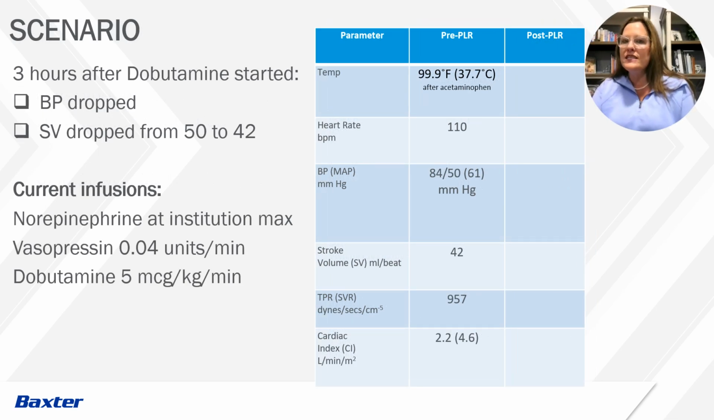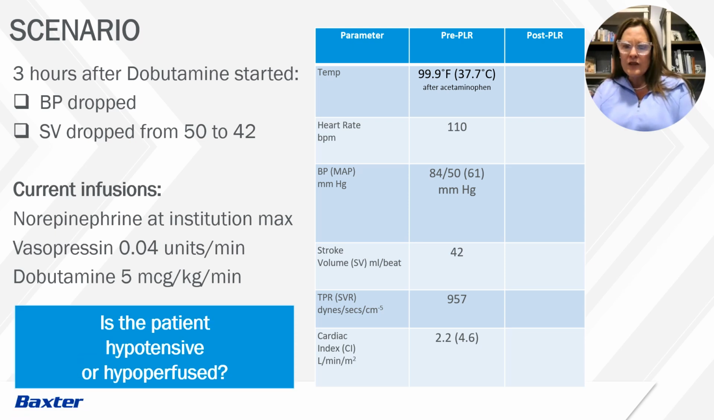And we did great for 3 hours. Your patient was doing well. And all of a sudden you noticed first your stroke volume went from 50 to 42. But then you also noticed that mean arterial pressure came down as well to 61, and you see that low stroke volume. TPR is normal, and cardiac index is 2.2, so it's better than what it had been, and we're still on those current 3 infusions. So our question is, is this patient hypotensive or hypoperfused?